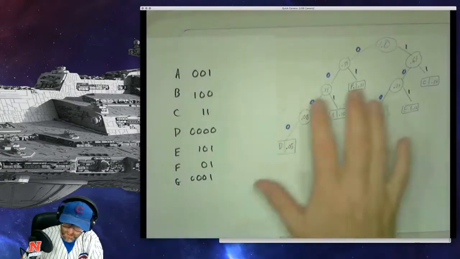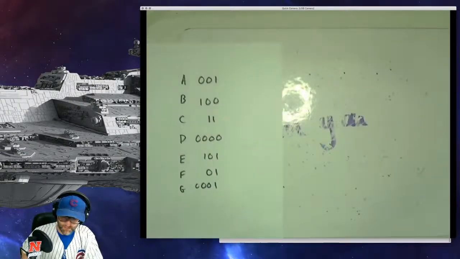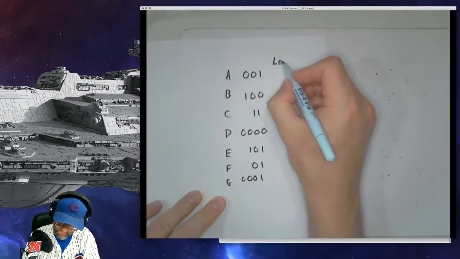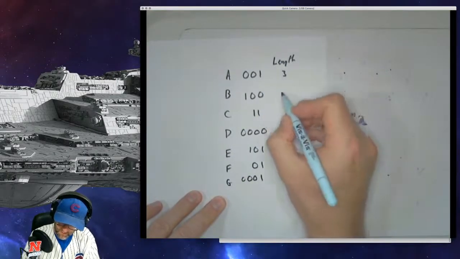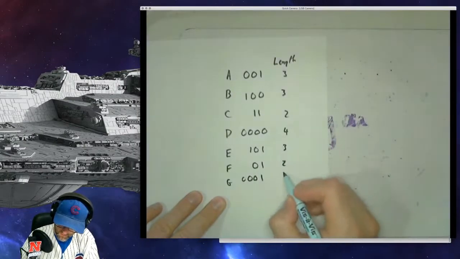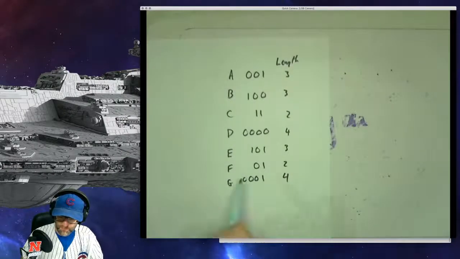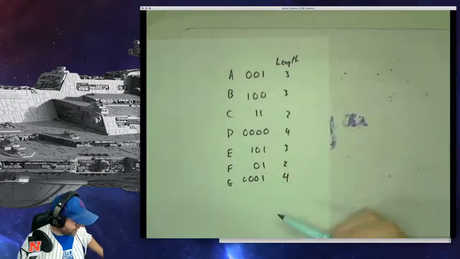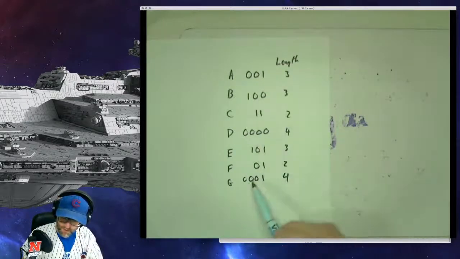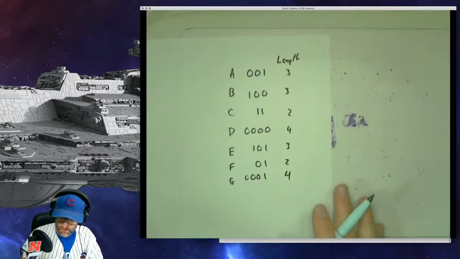Okay, there's our tree. There's our resulting encoding scheme. Now, what is the code word length for each one of these? 3, 3, 2, 4, 3, 2, and 4. Clearly, it's going to be a variable length encoding scheme. And you can also verify, check out all of these. All of them are going to be prefix free. None of these is a prefix of any other, so you have a completely unambiguous encoding scheme here.